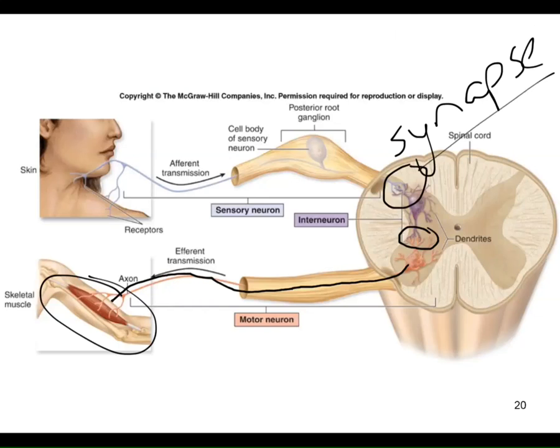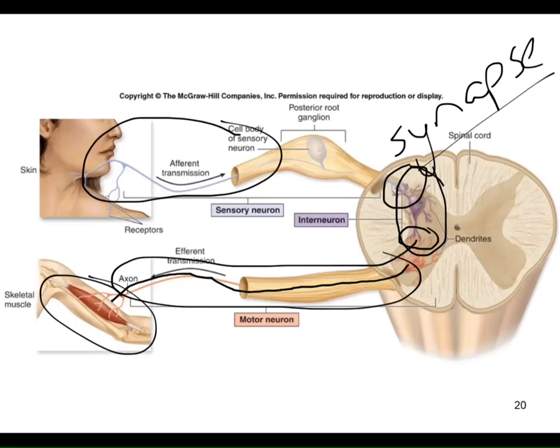The sensory neuron is outside the spinal cord, so that's peripheral. The interneuron was completely within the spinal cord, so that is central nervous system. The motor neuron leaves the spinal cord, so it's also considered peripheral. Right? So you see the overlapping. You got peripheral going in, talking to central, coming out peripheral. Does that all make reasonable sense at this point? Okay, how we're using these words, putting these things together, making connections.